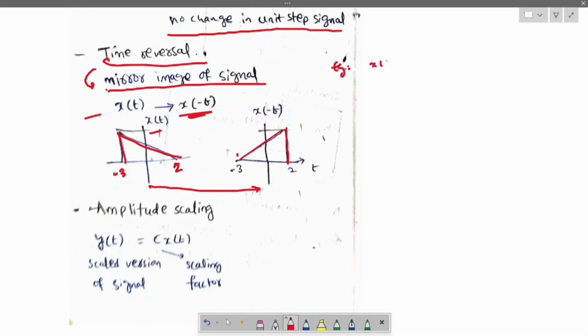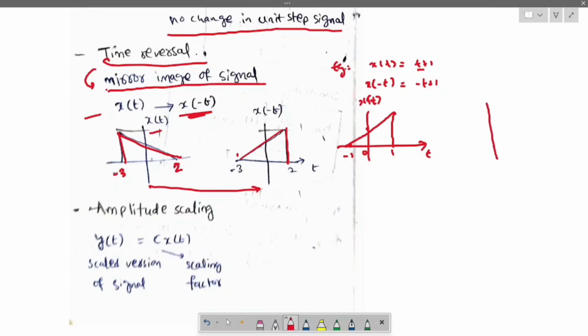Let us take an example like x of t equals t plus 1. Then x of minus t will be minus t plus 1. Let us take a few samples. First x of t, this is t, minus 1, 0, 1. Then t plus 1 means minus 1 plus 1 will be 0. It is 1 right here, 1 plus 1, 2. So this is how the graph will be.